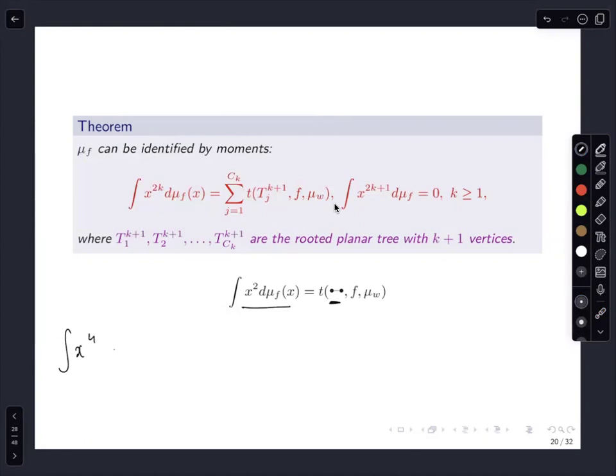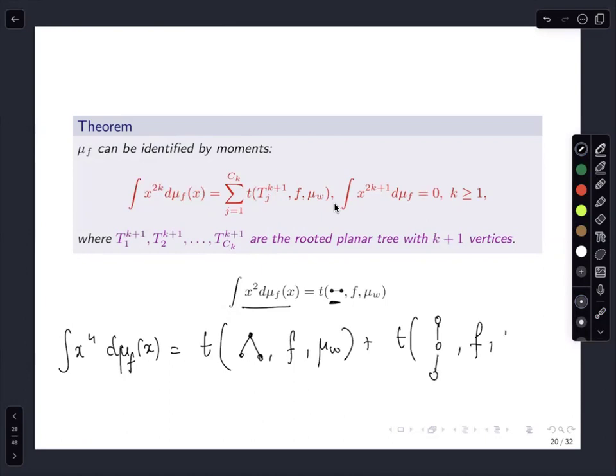So if I look at the fourth moment of my d mu f x, then I can write it in terms of trees, so this is 1 plus t of another tree. So with these trees, I can exactly describe the moments of the limiting measure. And obviously the odd ones are 0. Okay, so given these measures, this is the dense case.